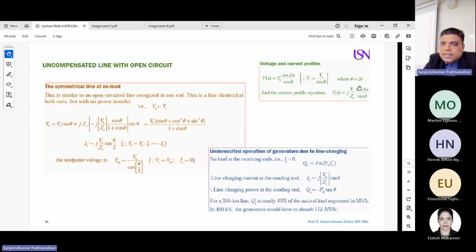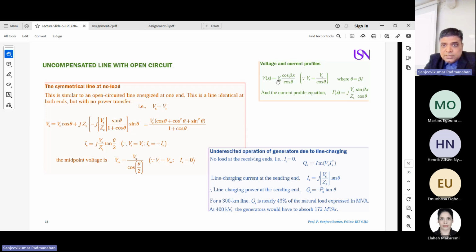The current is given by the imaginary part of Vs divided by Zc times sin(beta x) divided by cos theta. So this is the formula for calculating your current profile equation. Now let us look at the overall equation, not in detail. If it is an uncompensated network and it is open circuited, what happens? The sending end voltage will be equivalent to the receiving end voltage, so Vs is equal to Vr. Then we use these equations.